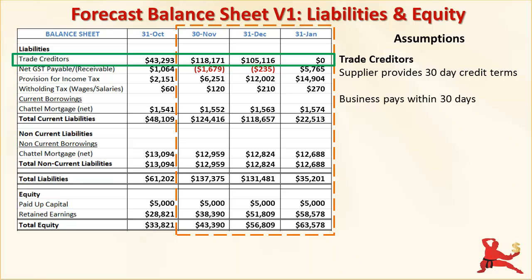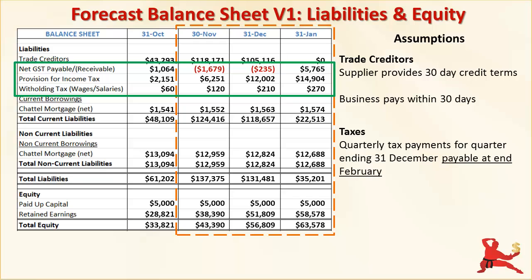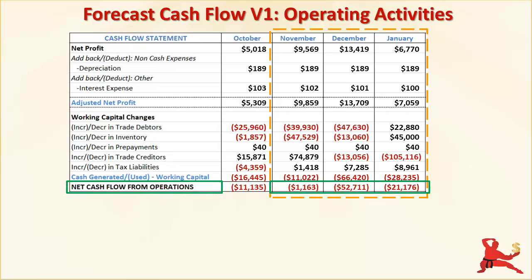With tax payments, let's assume that the tax office allows an extra month for quarterly tax payments at this time of year. This is what happens in Australia. For those businesses which file and pay quarterly, the tax payments for the December quarter is usually due at the end of February. Now we can construct the first cut of the forecast cash flow using the forecast profit and loss and balance sheet.